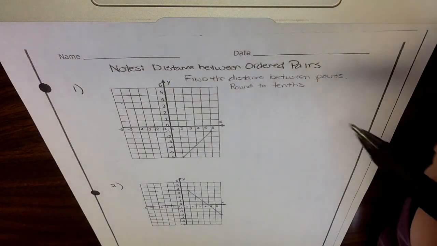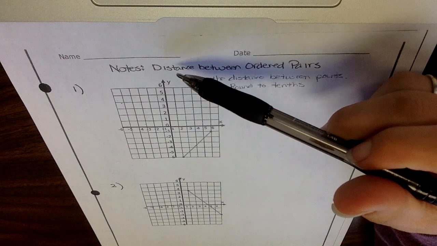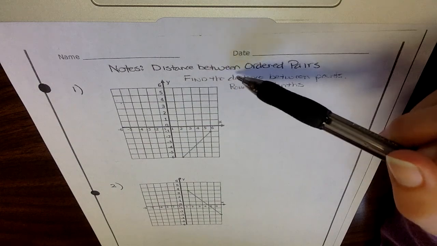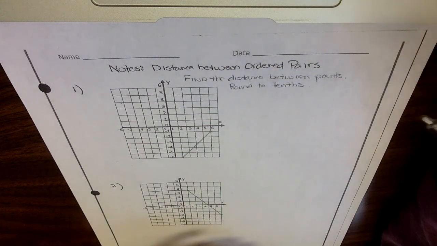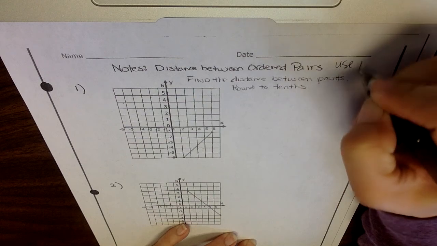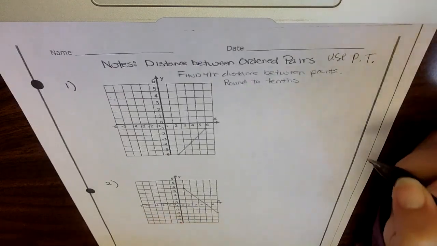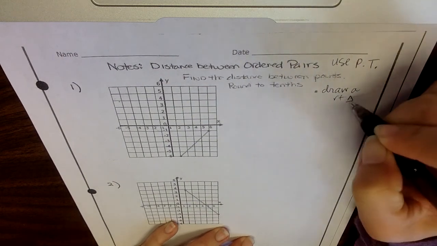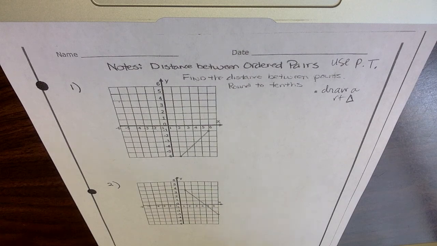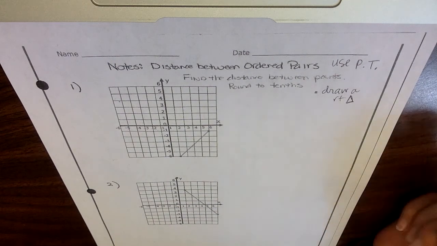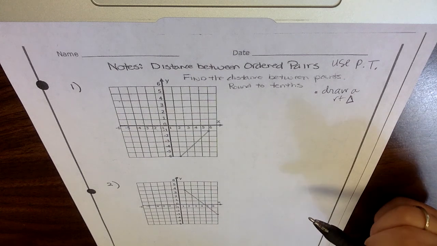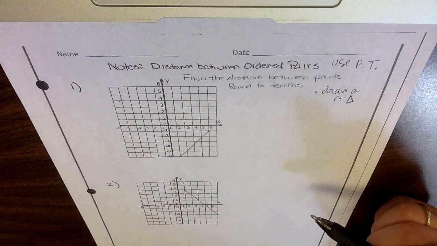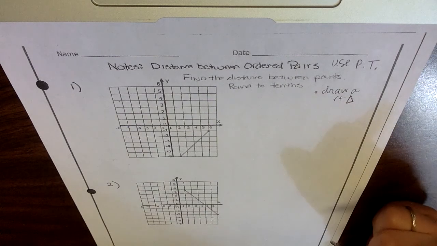Hey y'all. Today's lesson is finding the distance between ordered pairs, finding the distance between points, round to nearest tenth. We are going to use the Pythagorean Theorem, and our whole key today is draw a right triangle. When you have a distance between 2 points and it's a diagonal line, we're talking about diagonal lines that cut through squares, then you can draw a right triangle and use the distances as the Pythagorean theorem. So we're going to go through a few examples.